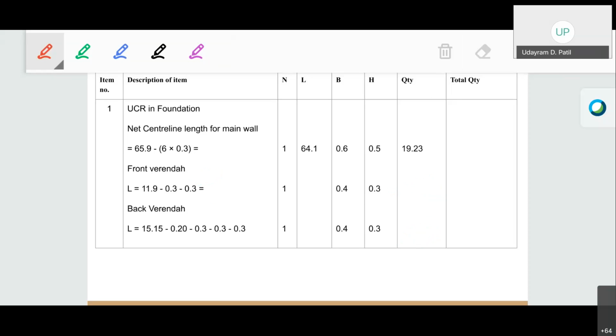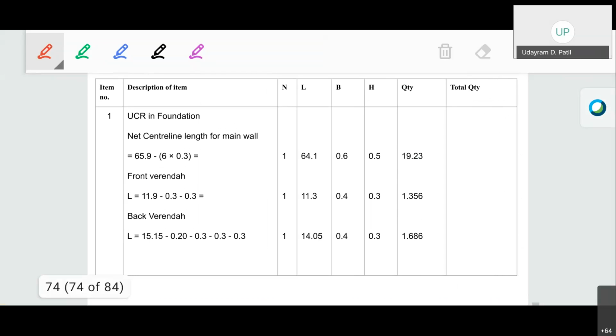Again, quantity 1.392, 1.356, they are saying. Okay, cross verify it, recalculate the particular value. 1.356 and 1.398, one said. Okay, 1.356 maximum. So 1.356 and 1.686. So yes, the quantity is 1.356 and 1.686.